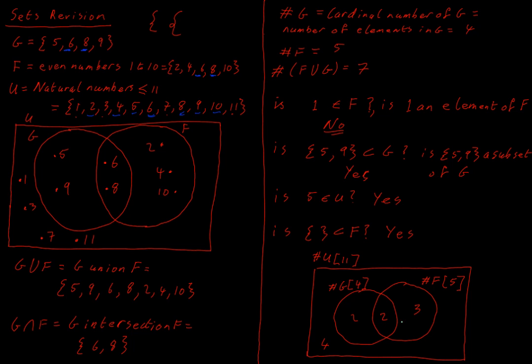Now, if we add up all of these numbers here, we have 2 plus 2 is 4, plus 3 is 7, plus 4 is 11. If we add up all of the numbers in our set, we have to get 11 because that's the number of elements in our universe. And that's all of the things that we need for now for revising sets.